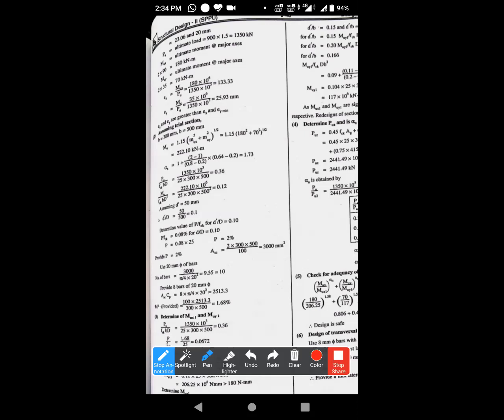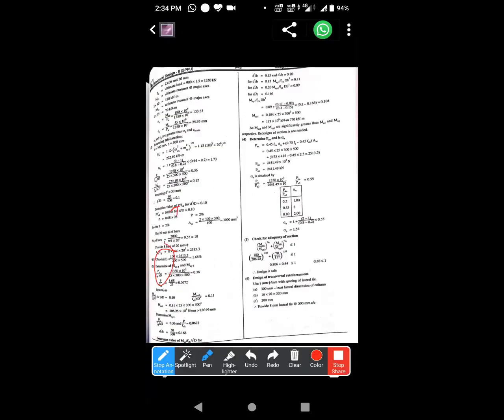Then you have to go for the area provided. For that area provided you have to find the percentage PT. Determine MUX1 and MUY1. You have to determine MUX1 and MUY1. For that you have to go for the PU upon FCK BD, that is coming 0.36, P upon FCK 0.0672. Now you have to determine MU1 upon FCK BD for D dash upon capital D.